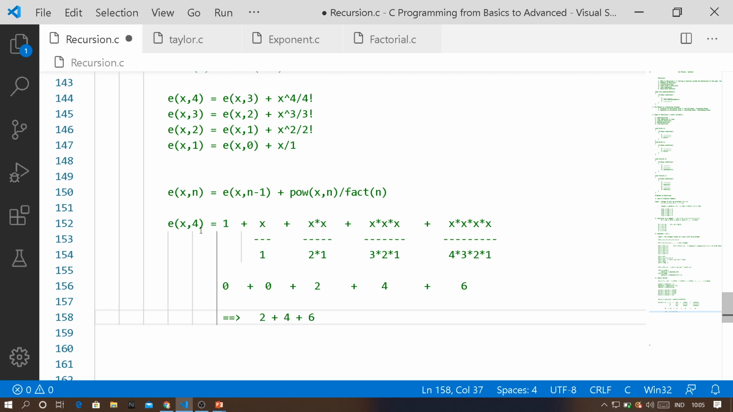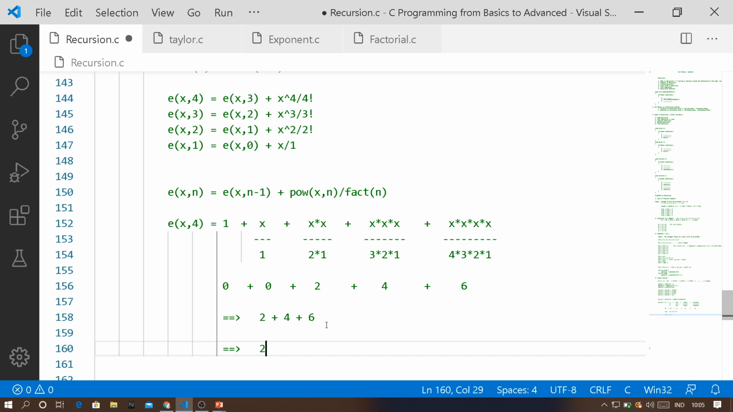For e of x comma 4, it stops at 6 multiplications. If it is x comma 5, then 8 multiplications. x comma 6, 10 multiplications. x comma 7, 12 multiplications, and it keeps on going. So how are we going to solve this? We will take the term 2 common outside.